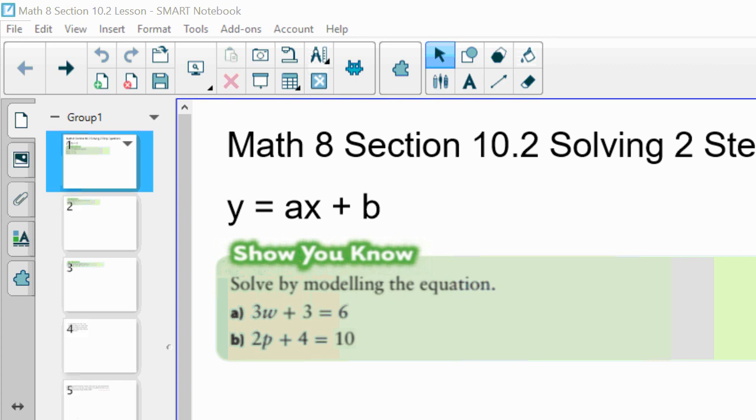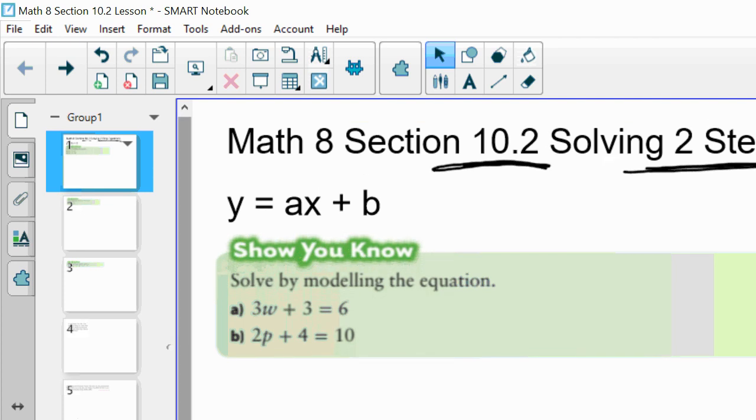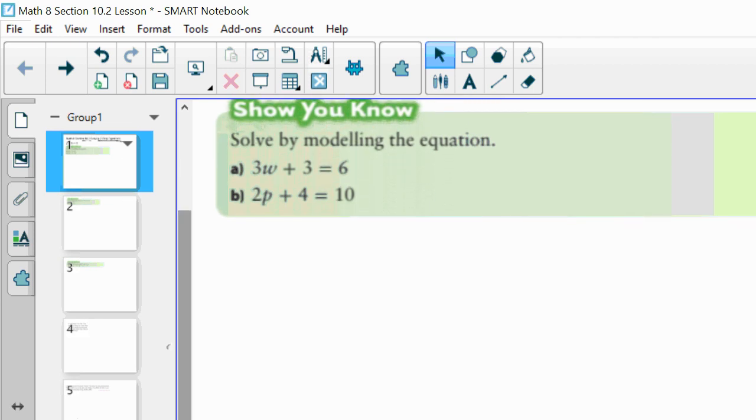So section 10.2, moving on from that. Solving two-step equations. So doing some more algebra, this time two steps. They're going to be multiplication, division, as well as addition, subtraction. Again, you've done some of this in grade 7 as well. So hopefully for many of you, this is review. But if not, we can relearn it. So let's look at these by modeling again.